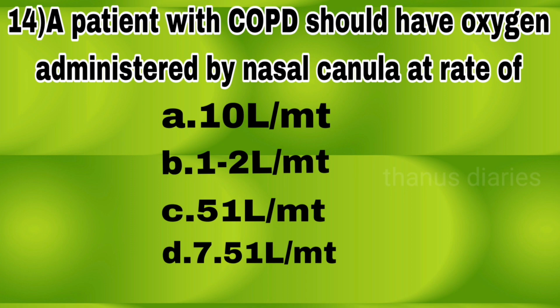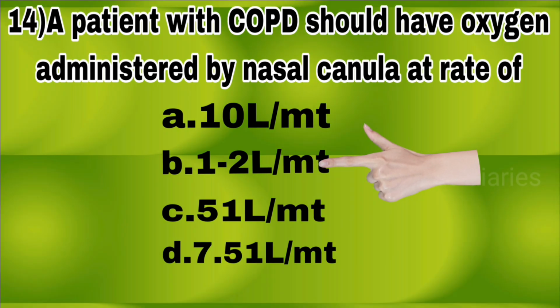A patient with COPD should have oxygen administered by nasal cannula at the rate of 10 liters per minute, 1 to 2 liters per minute, 5 liters per minute, 7.5 liters per minute. The answer is 1 to 2 liters per minute.